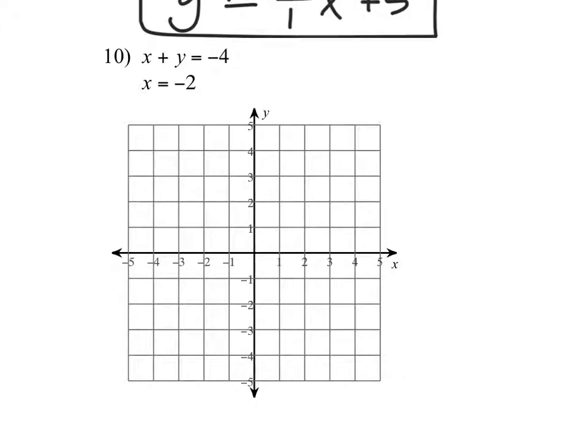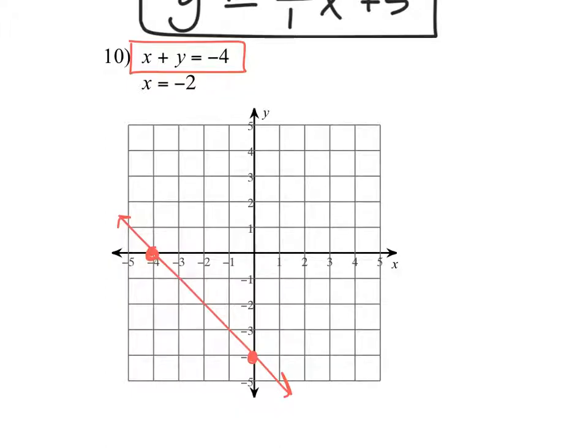The first line is in standard form, and both of those have 1s in front of them, so that's an easy thing to graph with intercepts. So if I do that, I'm going to get x is -4 and y is -4 when I set up my two equations. I can go ahead and connect those to make my line.